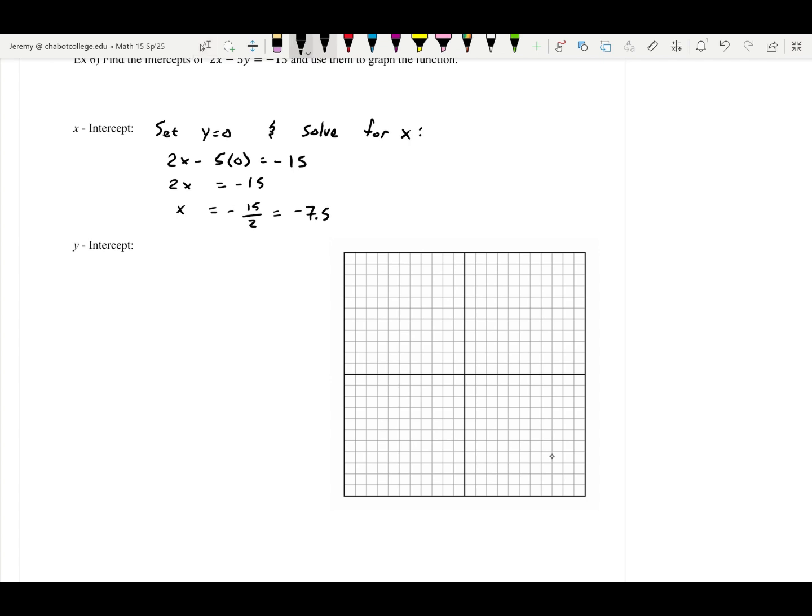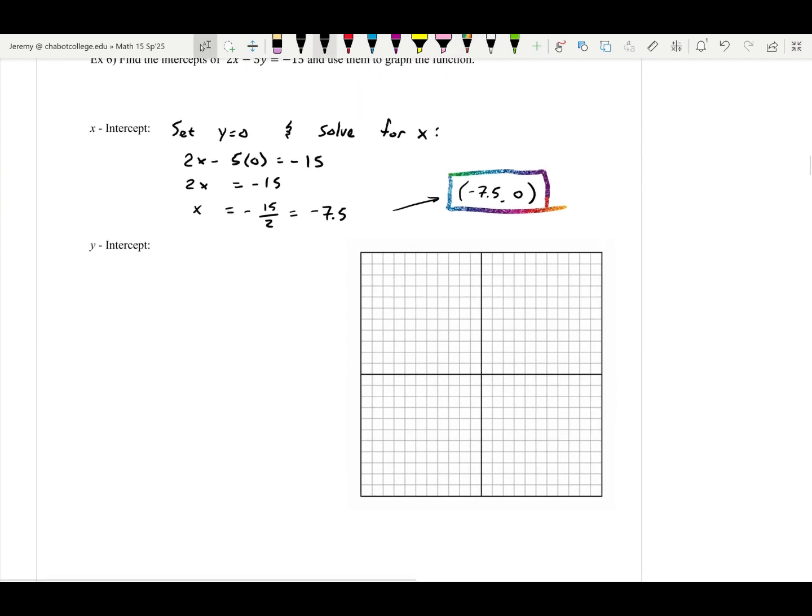I'm going to write this as an ordered pair because this is an x-intercept, so it's going to be negative 7.5, 0. I would be totally okay with you giving this answer as negative 15 over 2, 0. Doesn't matter to me. Your online homework shouldn't care either.